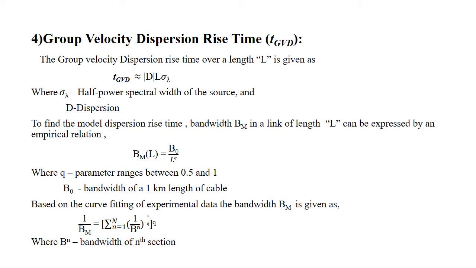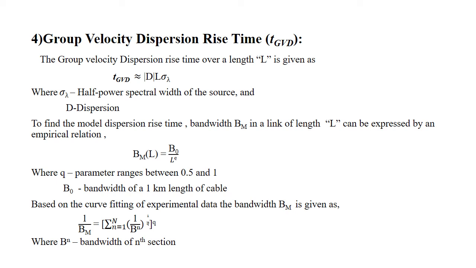So to find the modal dispersion rise time, the bandwidth Bm in a link of the length L can be expressed by the empirical relation, that is Bm of L is equal to B0 by L power q. So here q is the parameter that ranges between 0.5 and 1, and B0 is the bandwidth of 1 kilometer length of the cable.